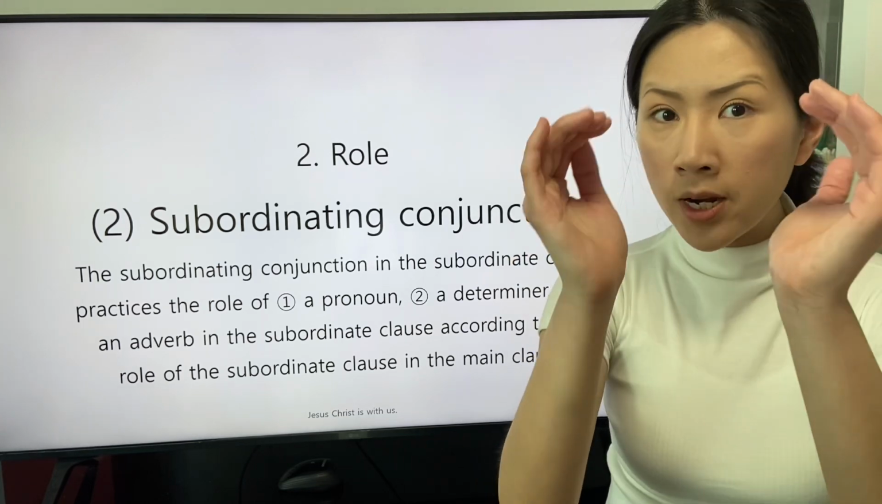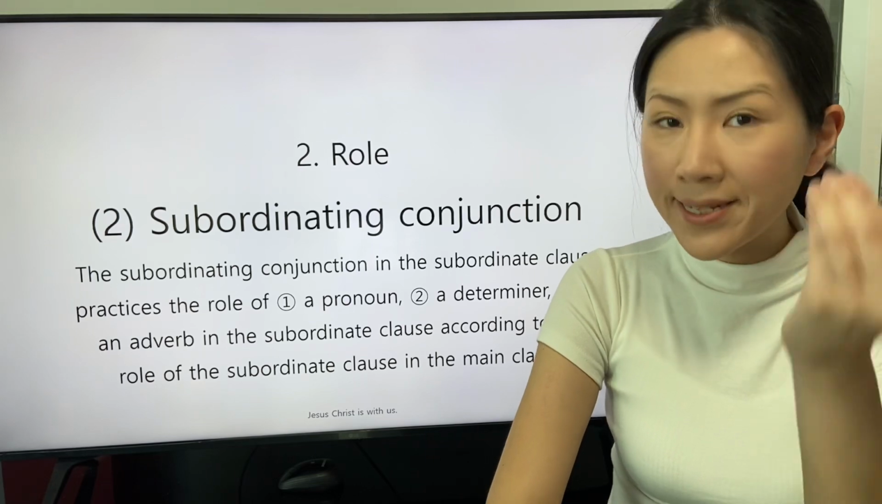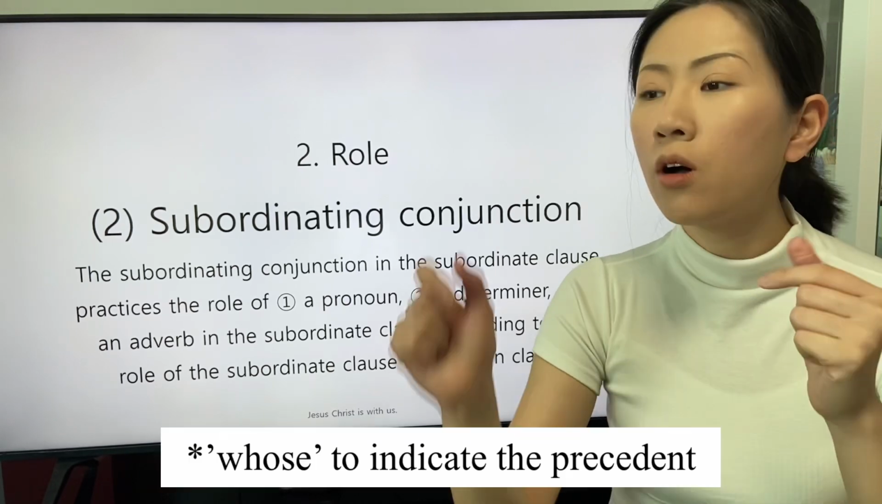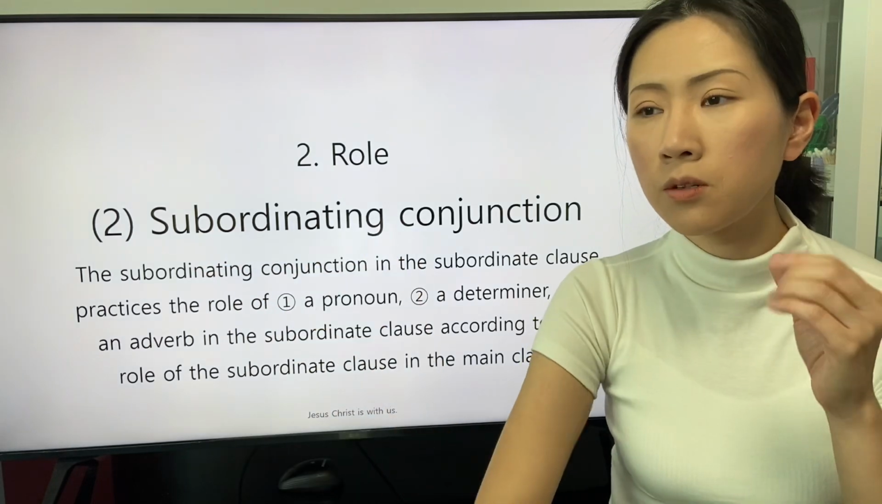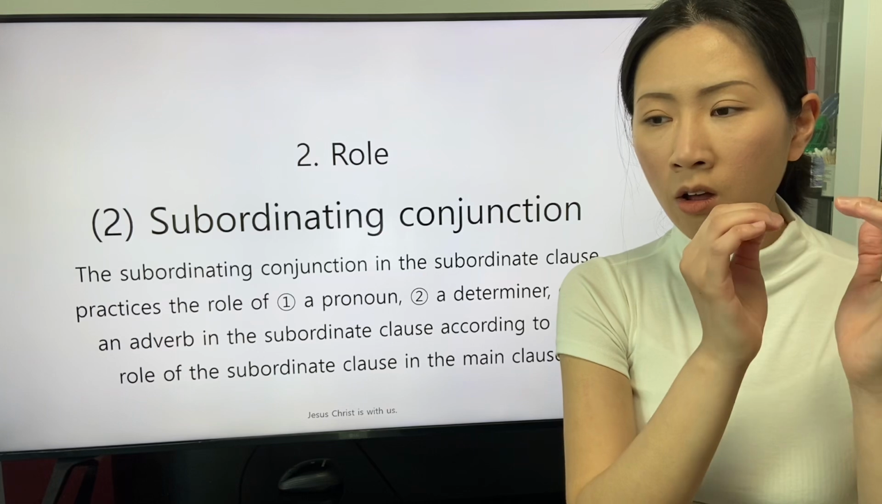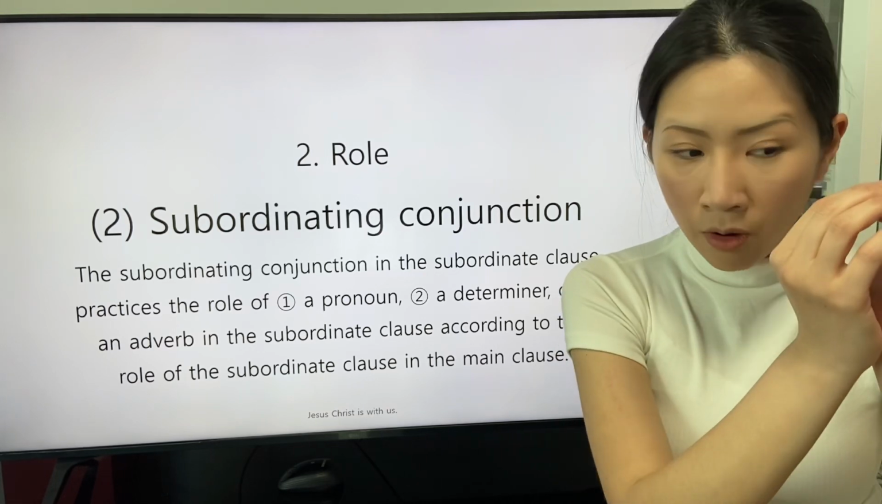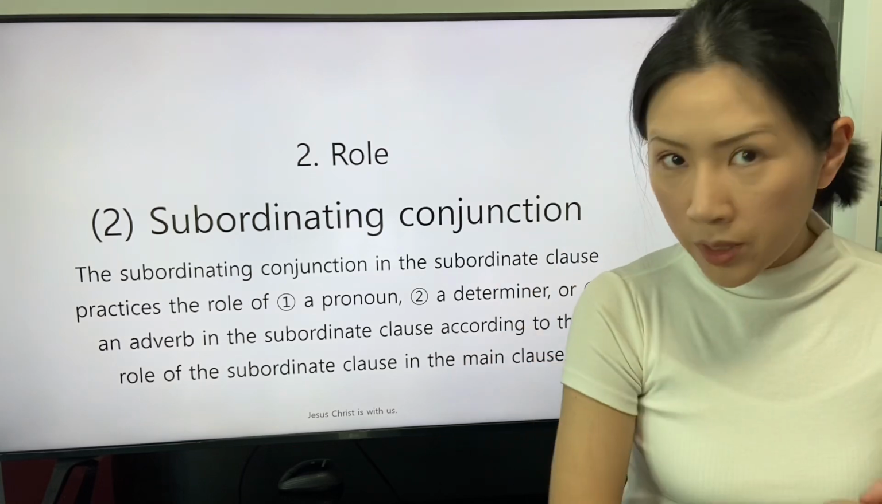So the subordinating conjunction as a possessive determiner, the precedent in the main clause sets the range of the subject or object in the subordinate clause.